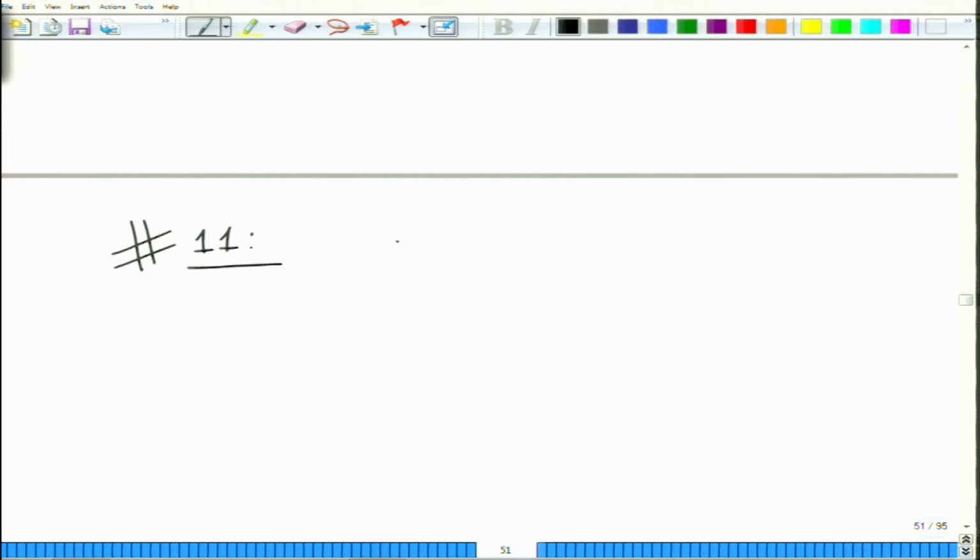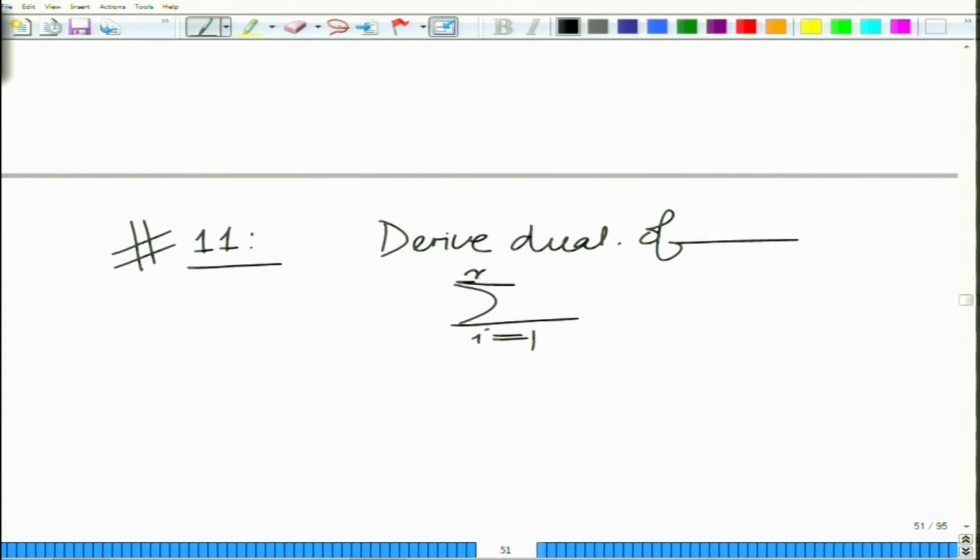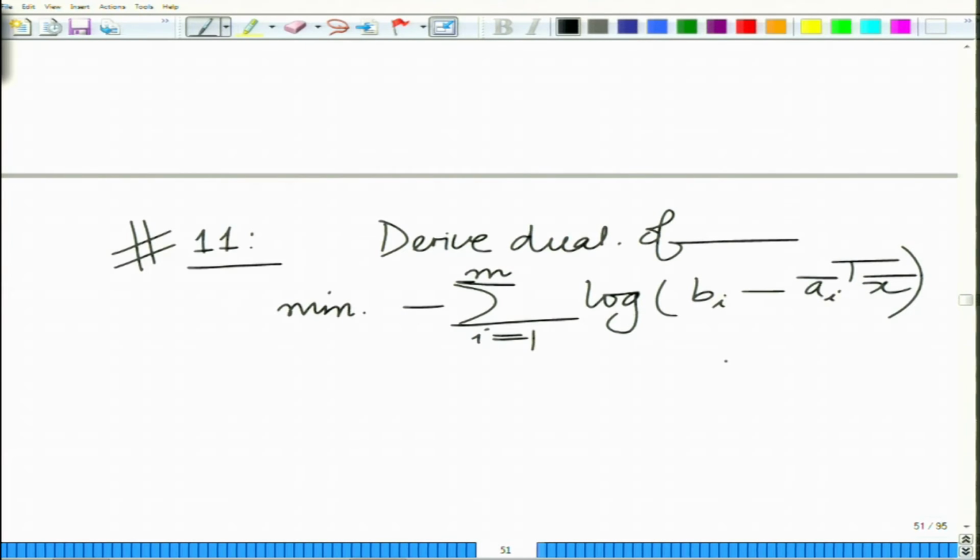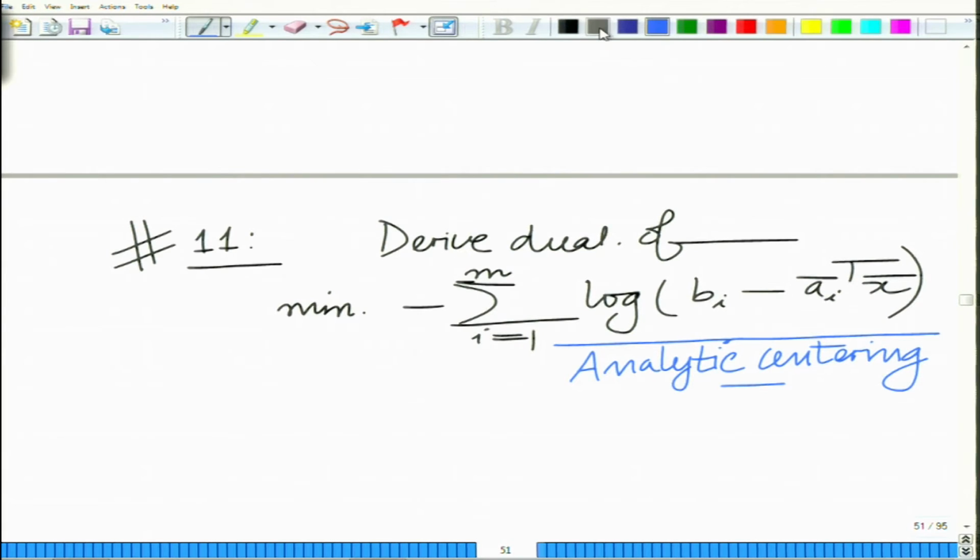We want to derive the dual of this problem: minimize the negative summation of log of b_i minus a_i bar transpose x bar. This problem arises frequently in practice. This is termed the analytic centering problem.